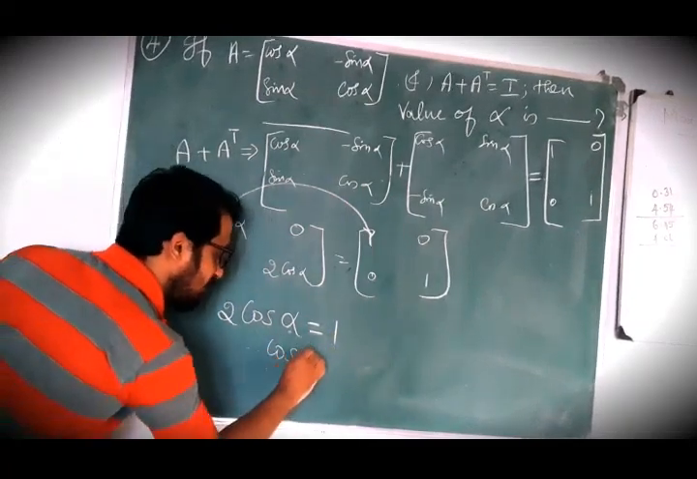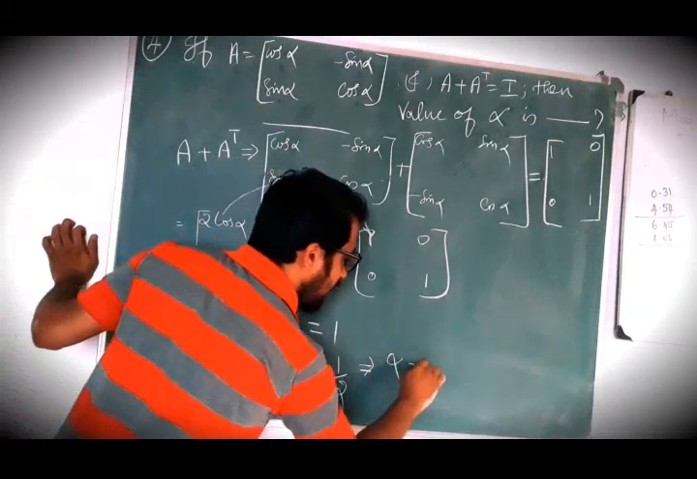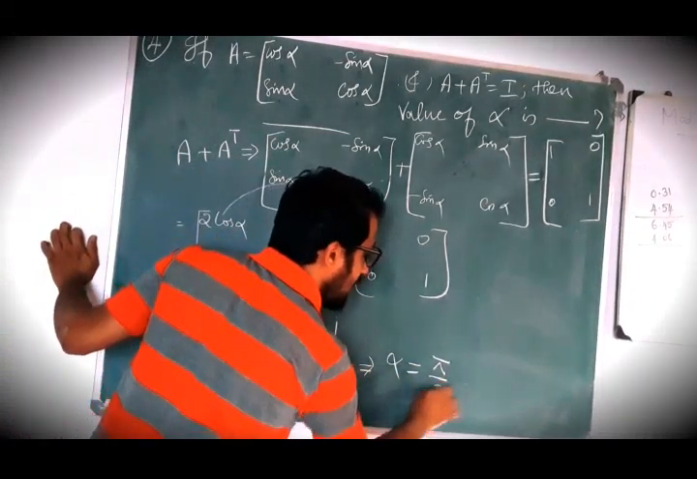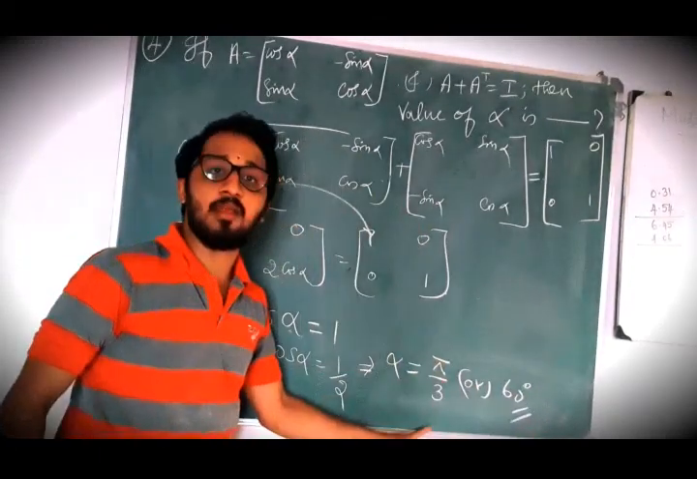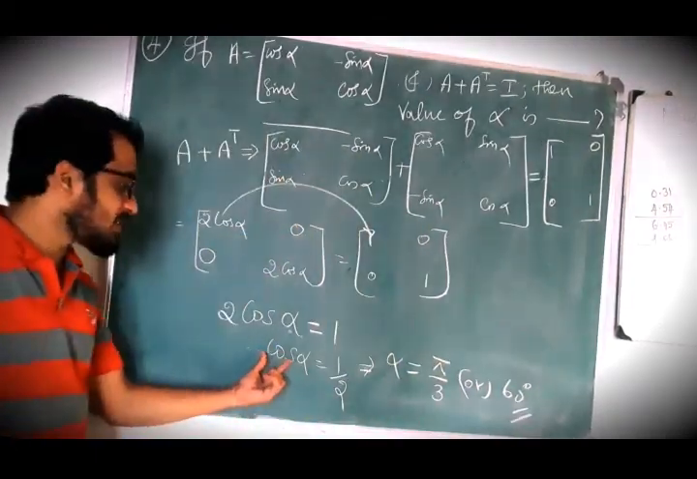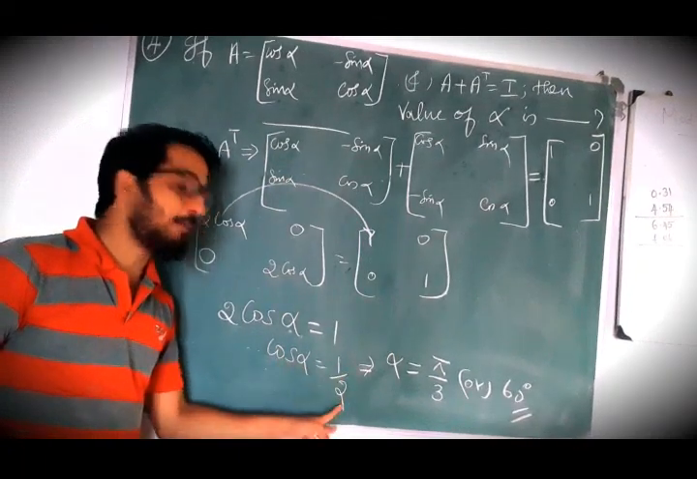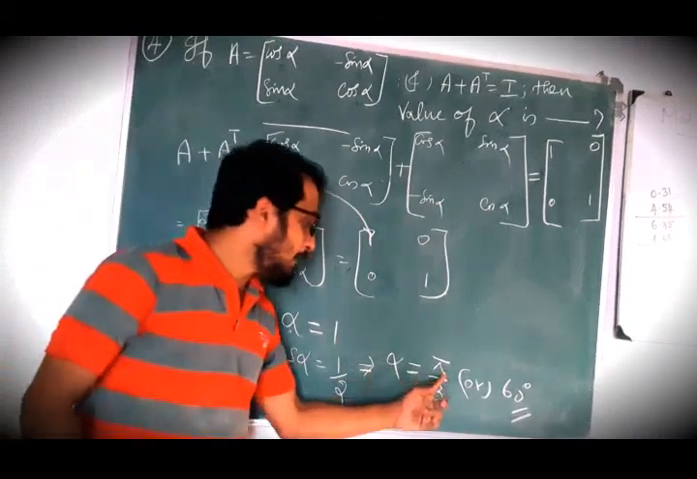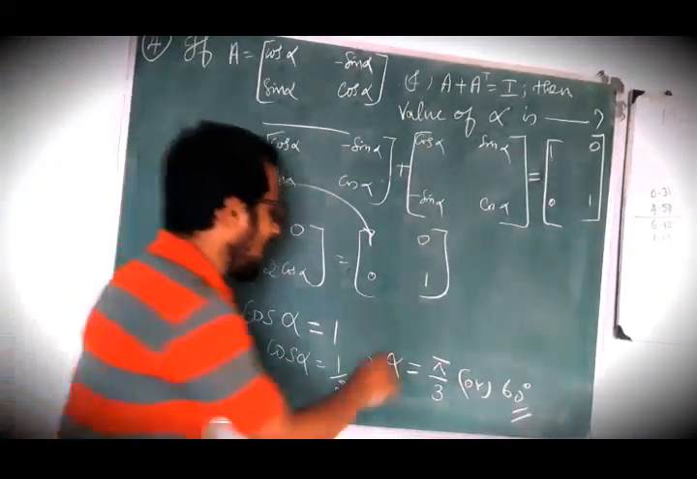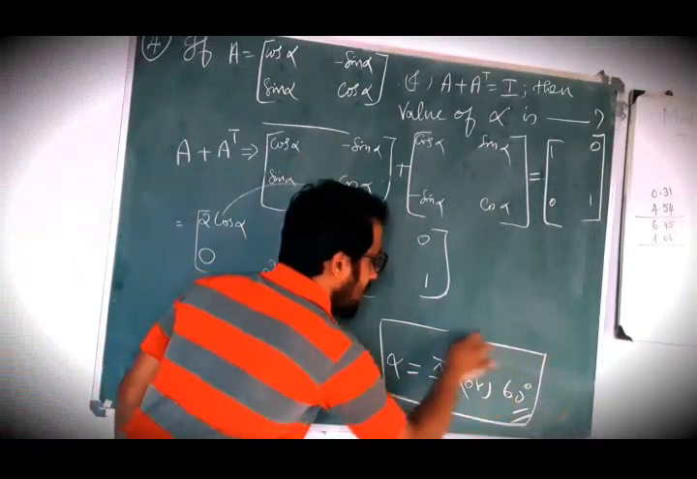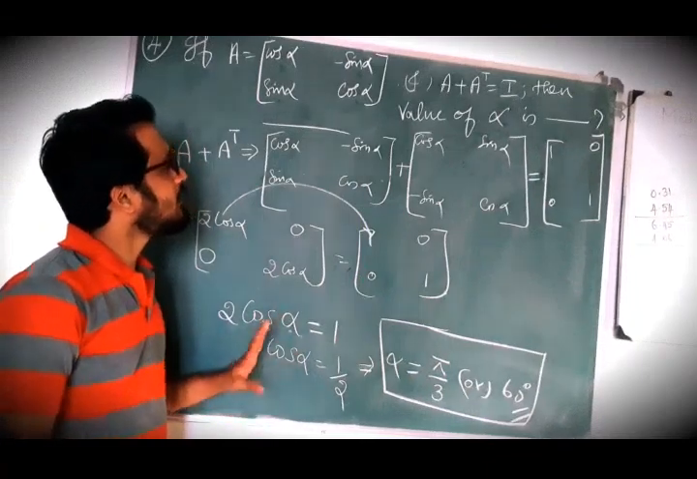Therefore, cos alpha is equal to 1 by 2. This implies that alpha is equal to pi by 3 or 60, since 180 by 3 is 60. From trigonometric ratios, cos 60 is 1 by 2. Or we can write pi by 3, that is nothing but 60 degree. Is it clear? So the value of alpha is pi by 3 or 60 degree. Very easy.